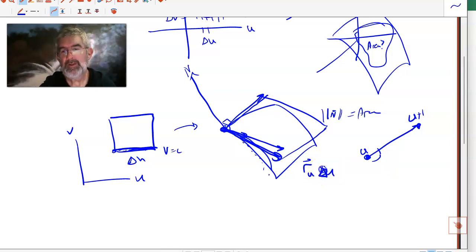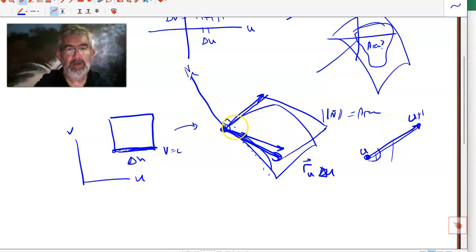Right? That this is delta u. If delta u is 2, then I want twice this vector. If delta u is a half, then I only want half that vector. If delta u is 0.1, then I only want 1/10 of that vector, right? That this is precisely how far the function changes in 1 unit of change of variable, and I want just delta u change of variable.